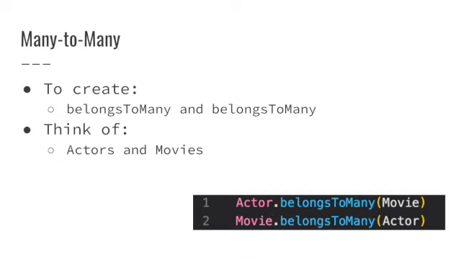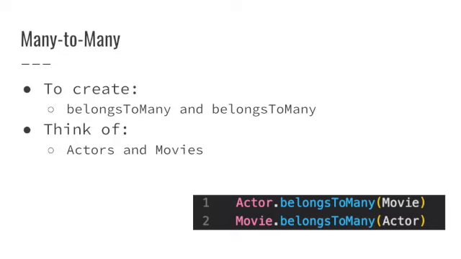The next type is a many-to-many relationship. This is really where it starts to get complicated. This is when an item can have multiple owners, and those owners can also have multiple items. To create this relationship, you use belongs to many on both sides. An example that might help you visualize this is actors in movies.